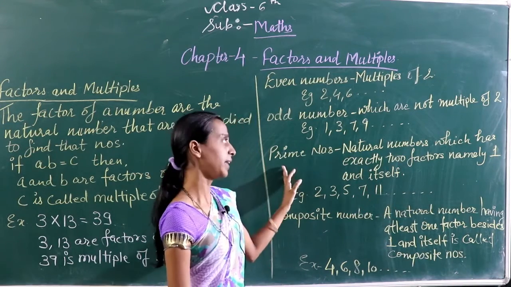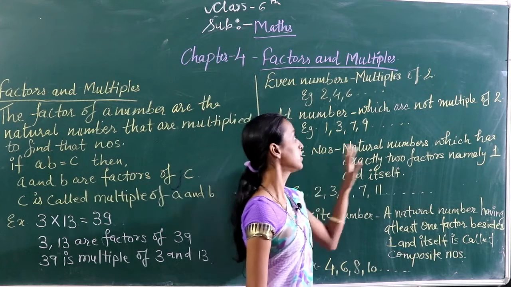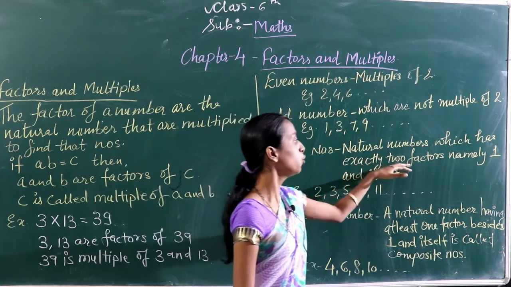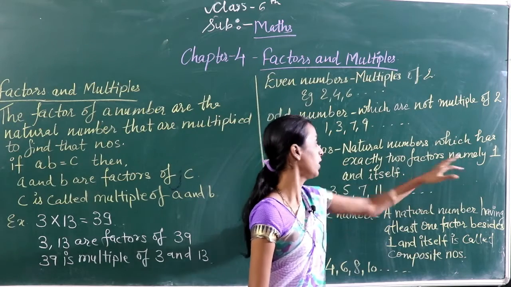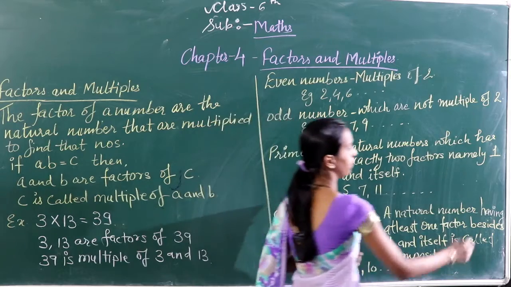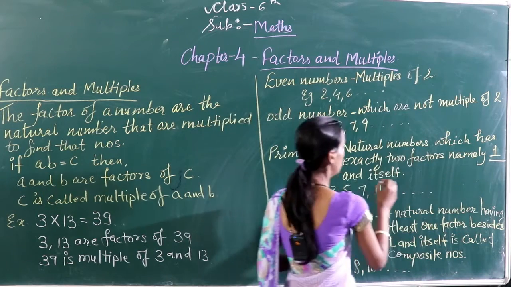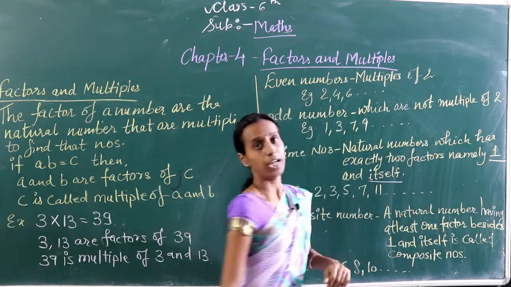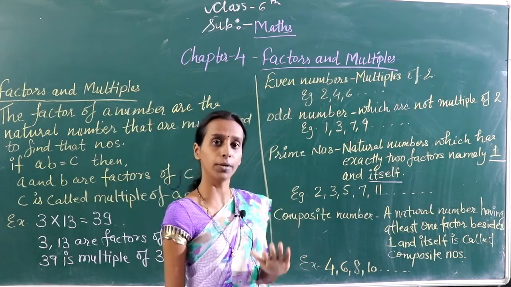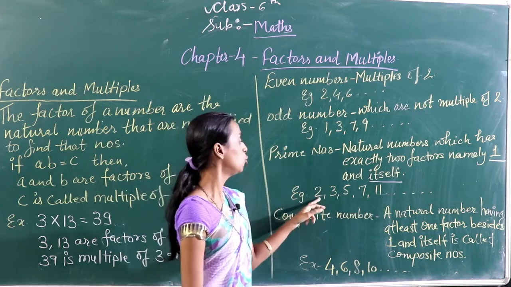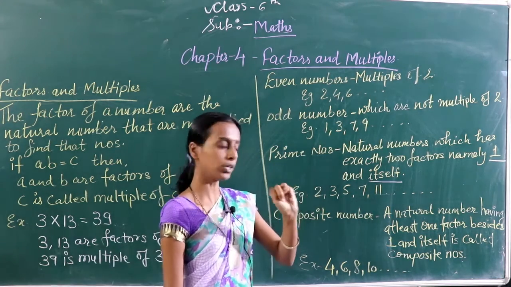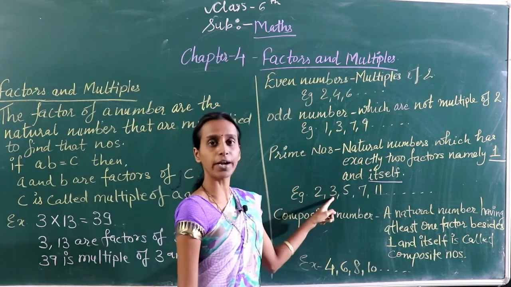Next is prime numbers. So what are prime numbers? Natural numbers which have exactly 2 factors, namely 1 and itself. Here you have to look very carefully. What are prime numbers? Numbers which have exactly 2 factors. And what are the 2 factors? That is 1 and itself. Itself means the number itself. For example, 2. What are the factors of 2? 1 and 2. Okay. 3. What will be the factors of 3?